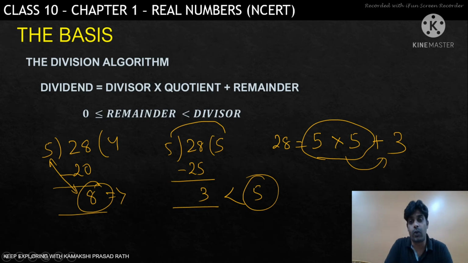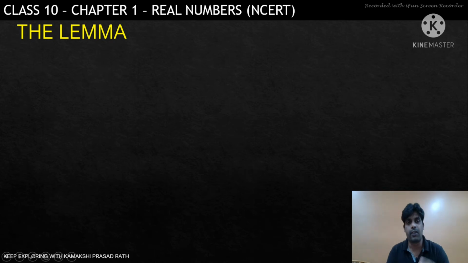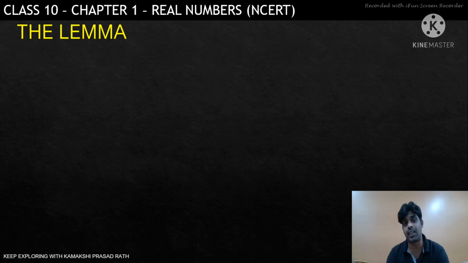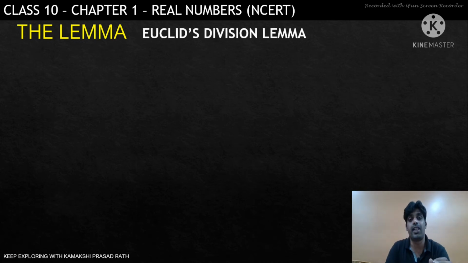Okay, so now we'll continue with the lemma. First of all, we have to understand what a lemma is. A lemma is a proven statement which is already proved, and by using that proven statement we prove some other statement. That is called a lemma. So here that is Euclid's division lemma. By the name itself we can know it was proposed by Euclid, a Greek mathematician, and it involves division. So this is called Euclid's division lemma.